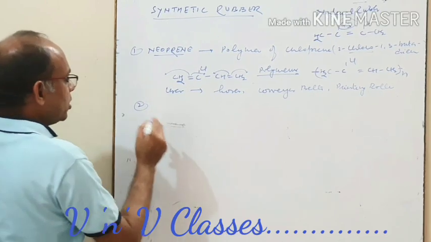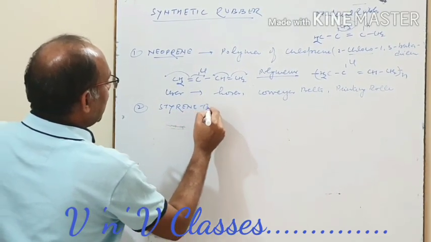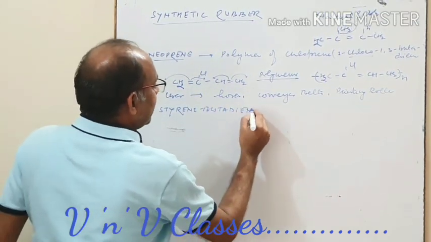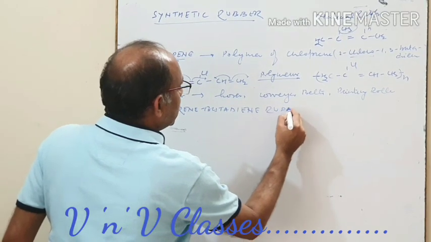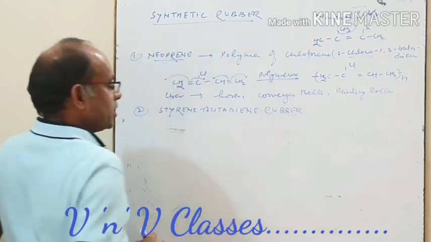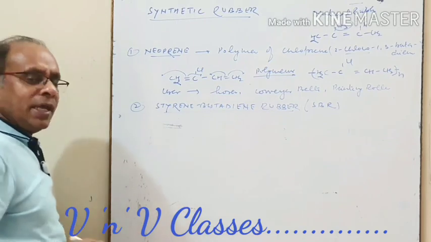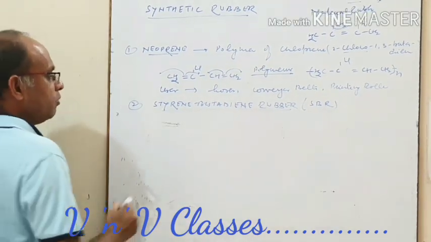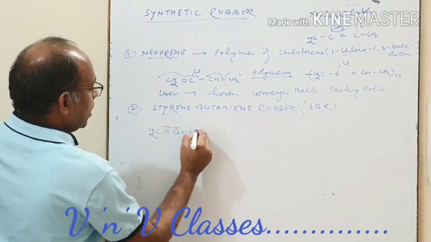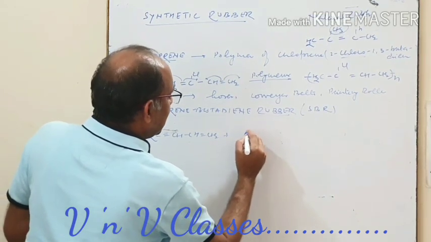We have another, called styrene butadiene rubber. This is an example of a kind of copolymer, because two monomer units are used there. It is also commonly known as SBR, styrene butadiene rubber. Two molecules will be involved. When I say butadiene, CH2 double bond CH single bond CH double bond CH2. This is butadiene and this is styrene, my dear.